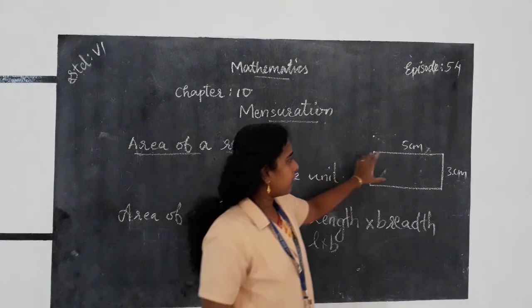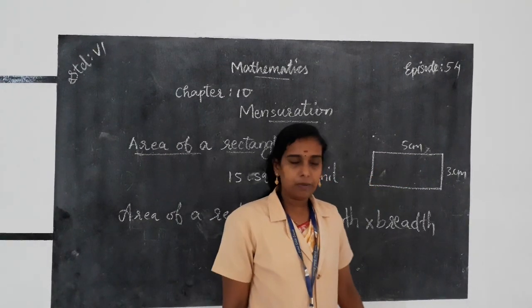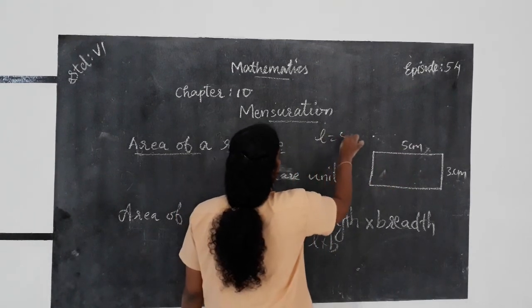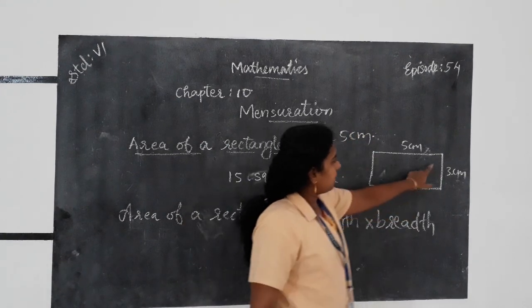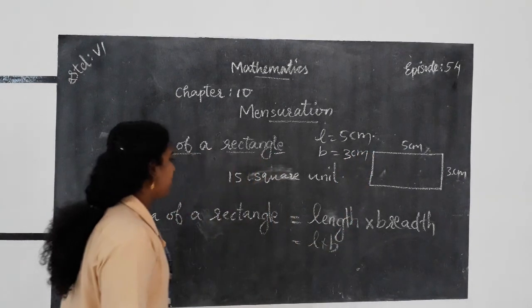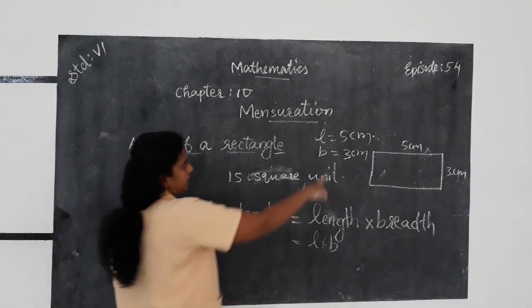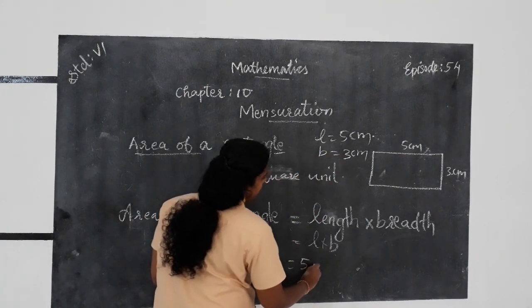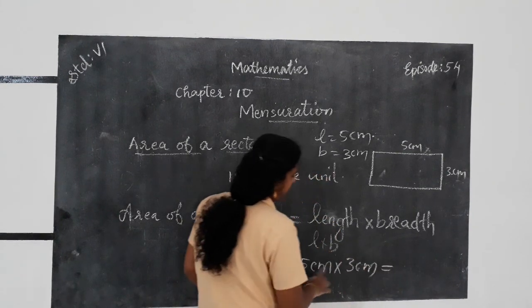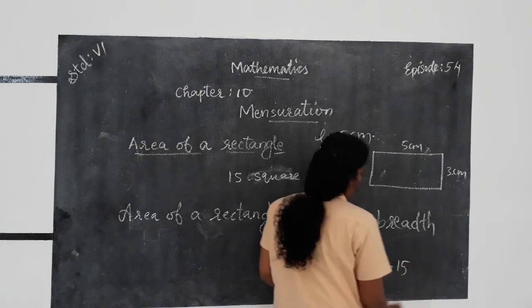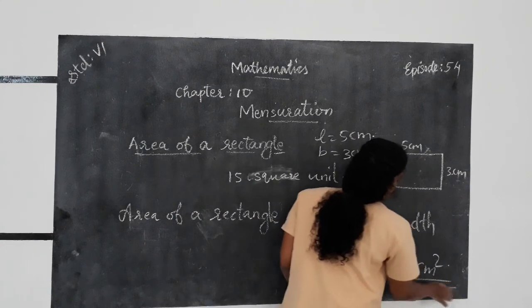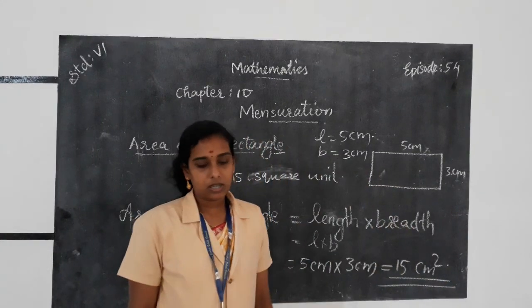In the given rectangle, length is equal to 5 cm. L is equal to 5 cm, and breadth B is equal to 3 cm. Then the area of the given rectangle is equal to length into breadth, that is 5 cm into 3 cm, equal to 5 into 3, 15 square centimeter. So 15 square centimeter is the area of the given rectangle.